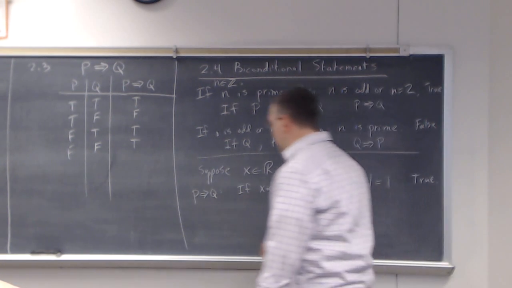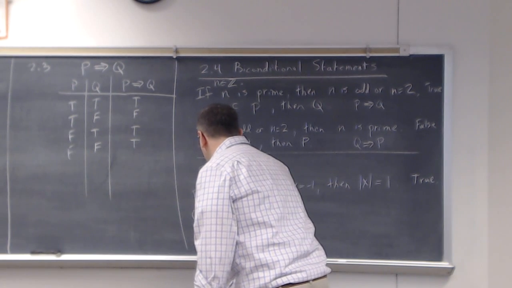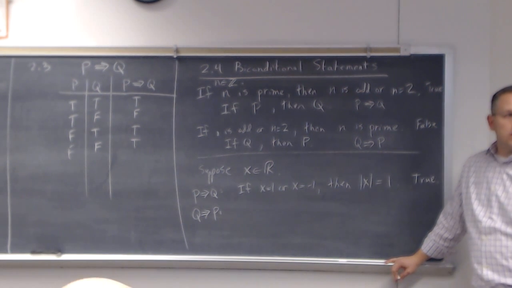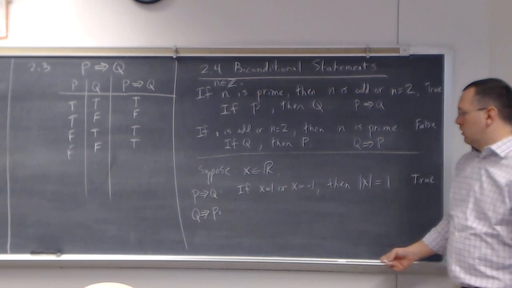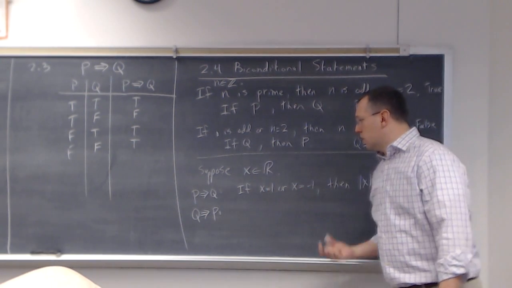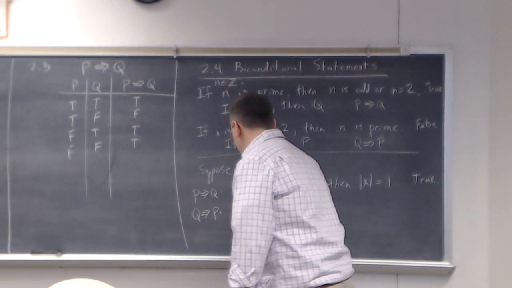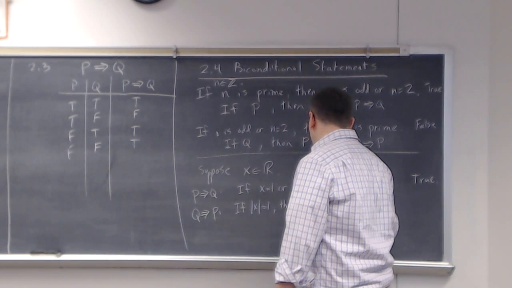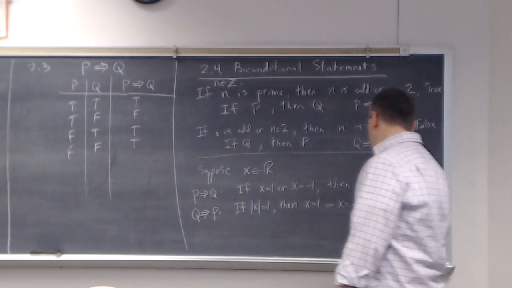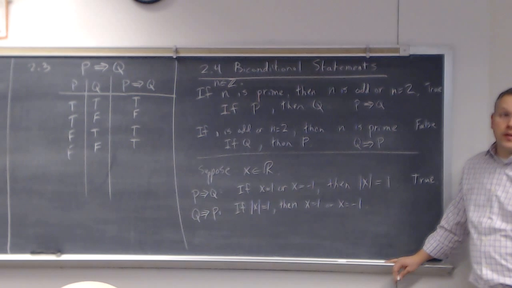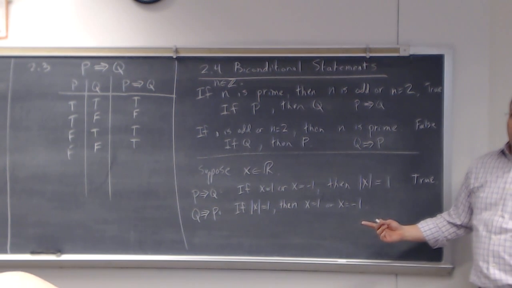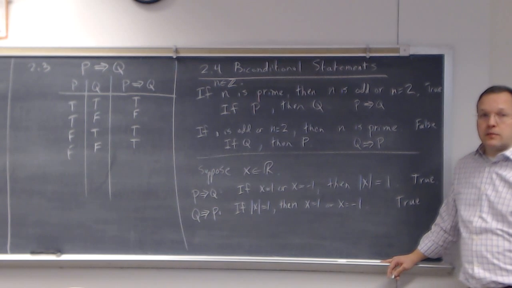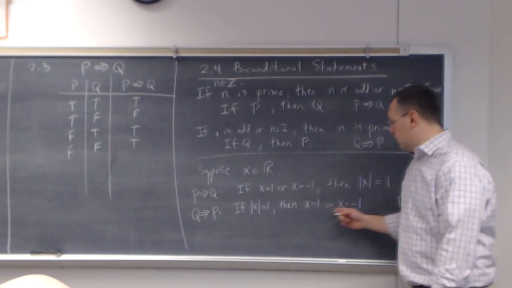Let's look at the statement Q implies P. So how would you say Q implies P? If the absolute value of x equals 1, then x is equal to 1 or x is equal to negative 1. You just have to switch the order. So if the absolute value of x equals 1, then x equals 1 or x equals negative 1. Remember, I specified x is a real number. You agree this is true? If I tell you that a real number's absolute value is 1, I must be only talking about two numbers, 1 or negative 1.